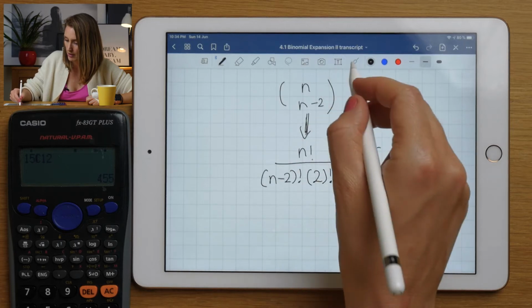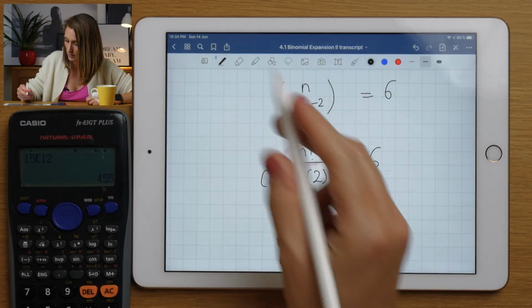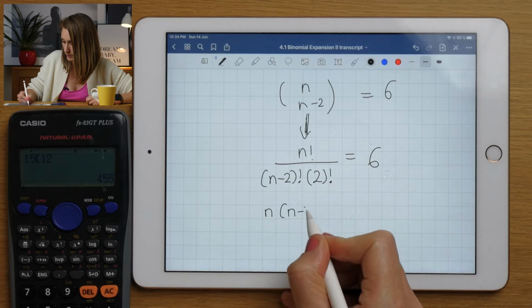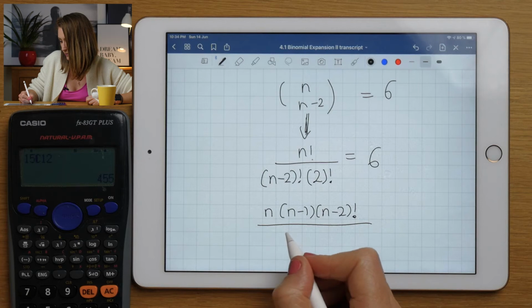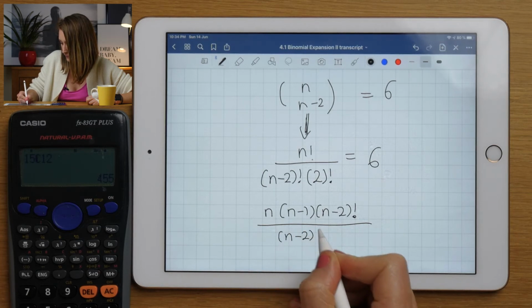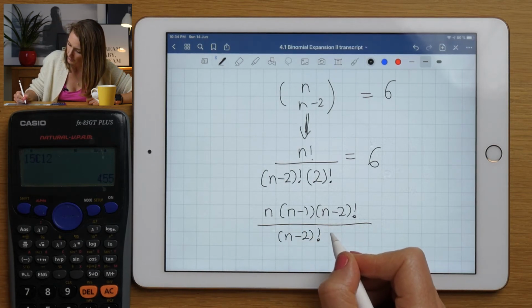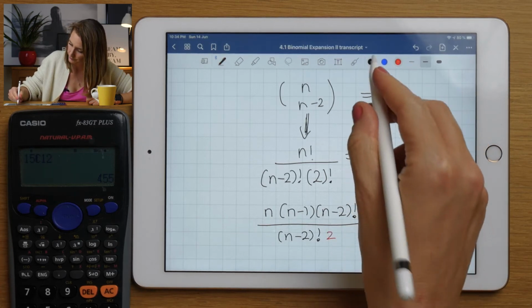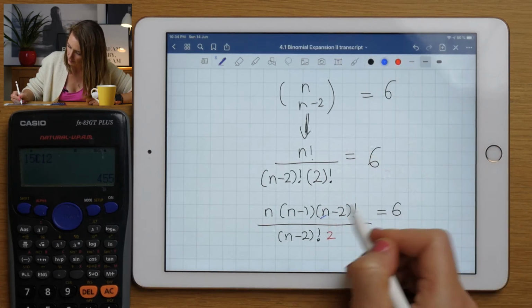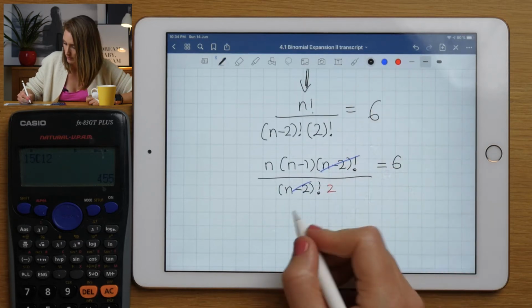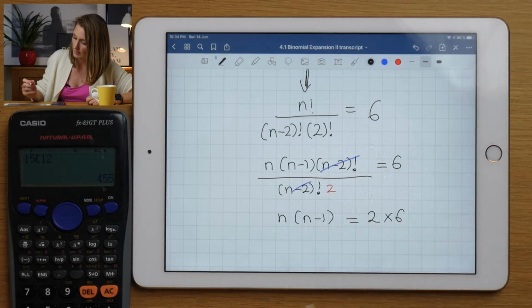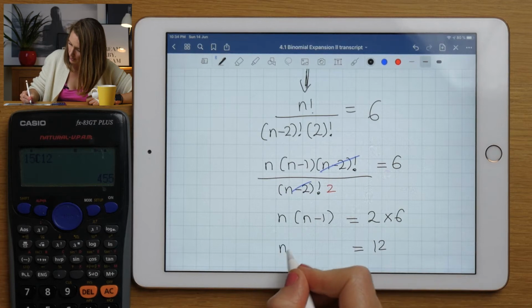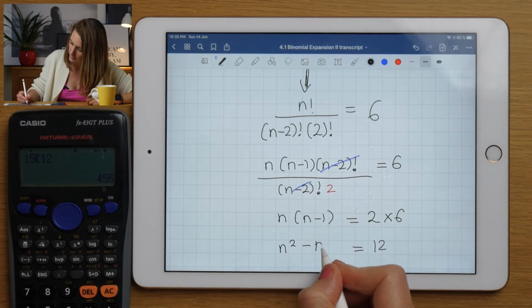So I'm going to open up my higher factorial. In this case, it's going to be n. I'm going to keep subtracting 1 each time until I get to my lower factorial. Now 2 factorial, I'm going to change it now just to be 2. Then I'm going to cancel this one and this one. So n minus 1, 2 times 6. 2 times 6 is 12, so we've got n squared minus n equals 12.